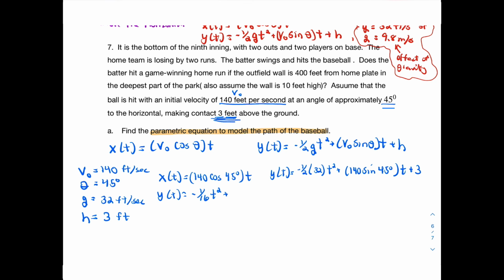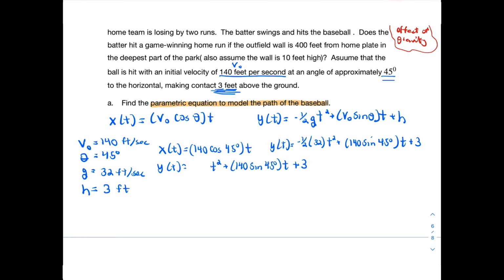Simplifying down, I end up that this is negative 16t squared. I need to go back and fix that. All right, let me fix this. I wrote this wrong; it should have been negative 16t squared.